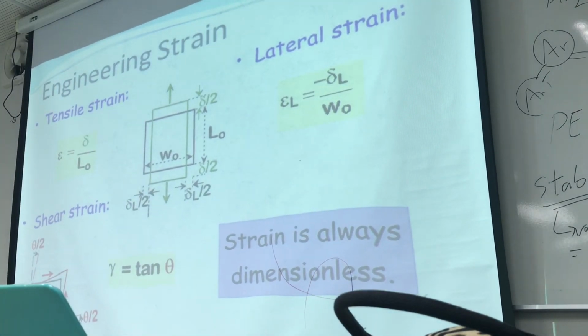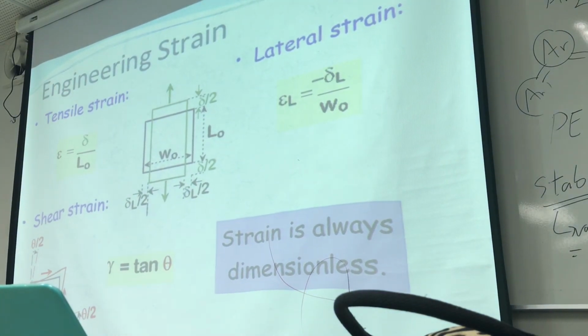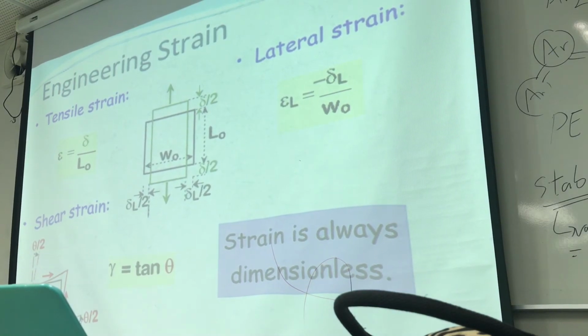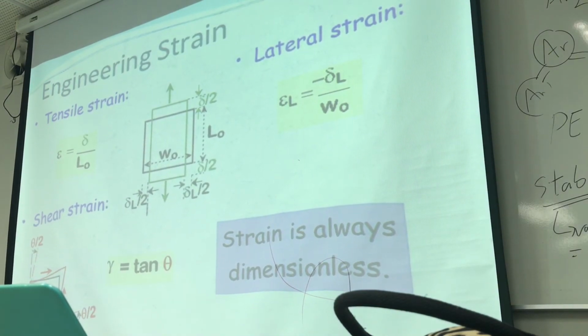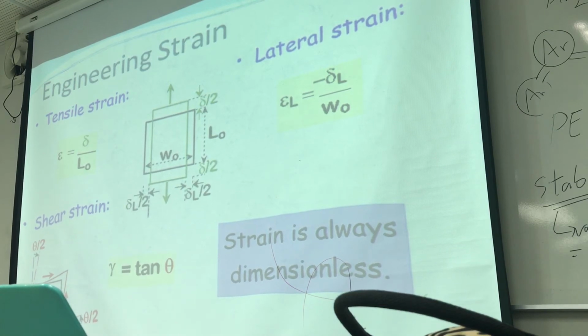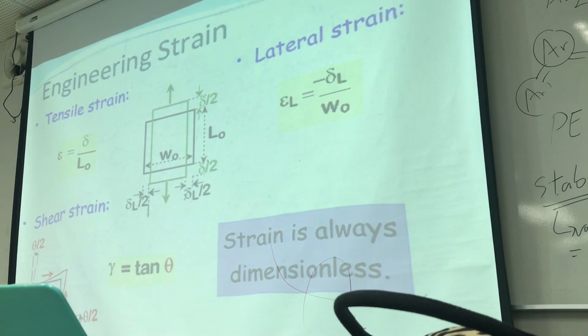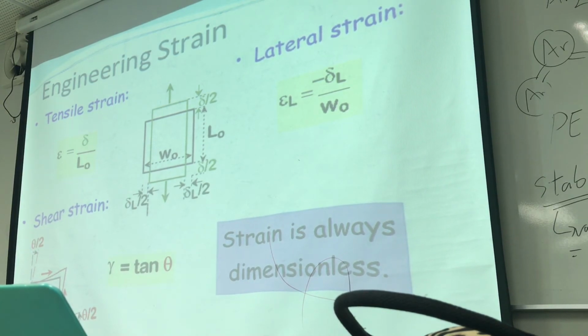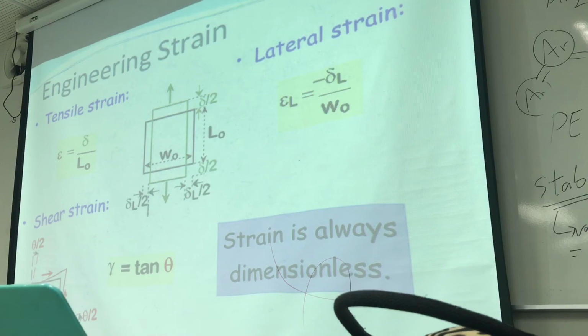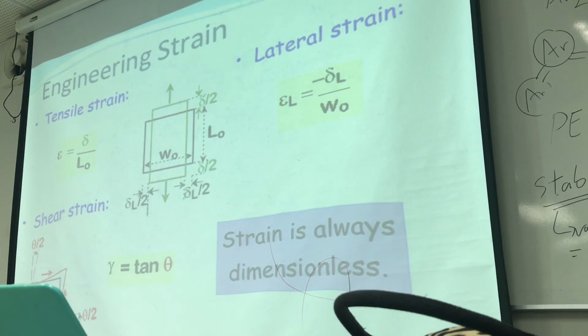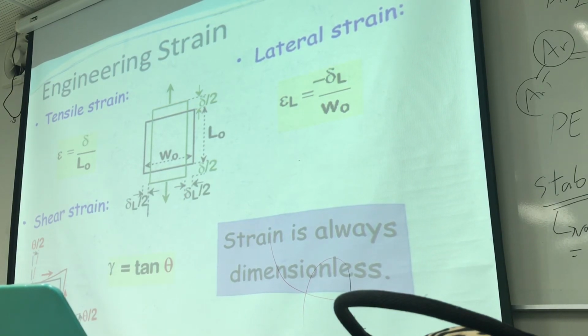Okay, let me summarize this for you. When we pull a material, it can get longer and get thinner. How much longer it is, we have epsilon equal delta over L. How much thinner it gets, we have lateral strain, and we think of it as epsilon L equal delta L over the width. So what is the unit of epsilon? No unit. Epsilon L, that's no unit.